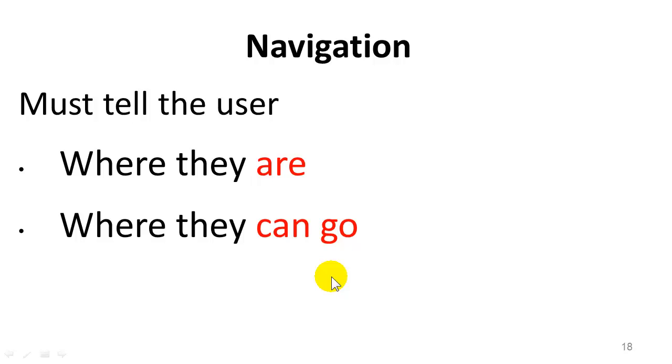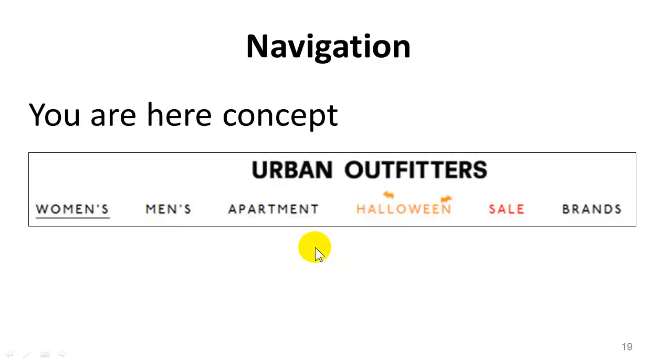So to summarize again, a good navigation system tells the user where they are and where they can go. We see the "you are here" concept. So here when we go to Urban Outfitters, and if I click on the women's page, we see the underline. It is indicating to me, using typography and underline, that this is where I am.